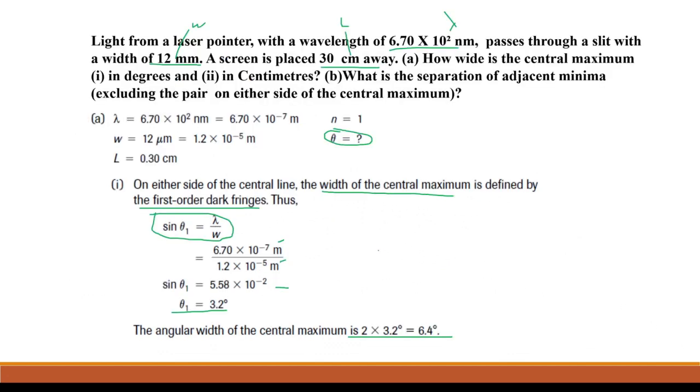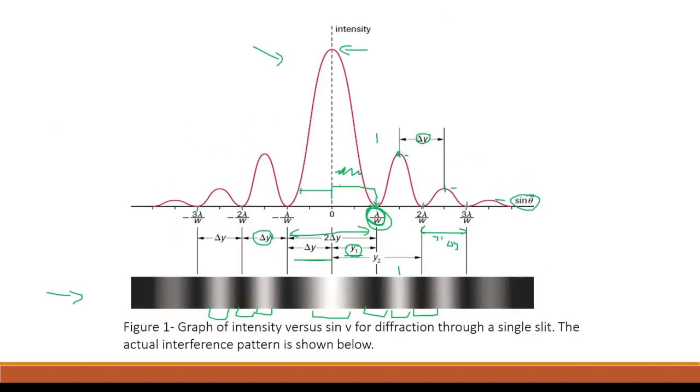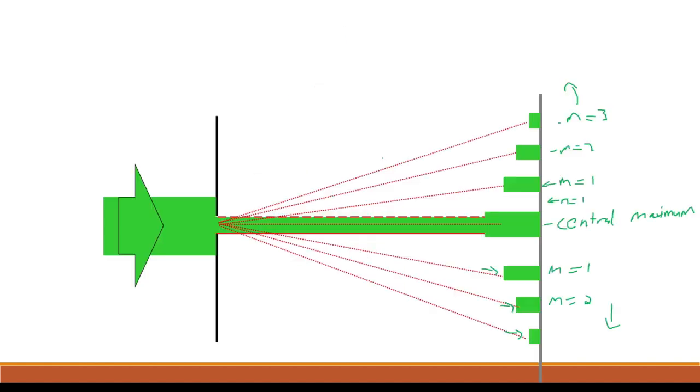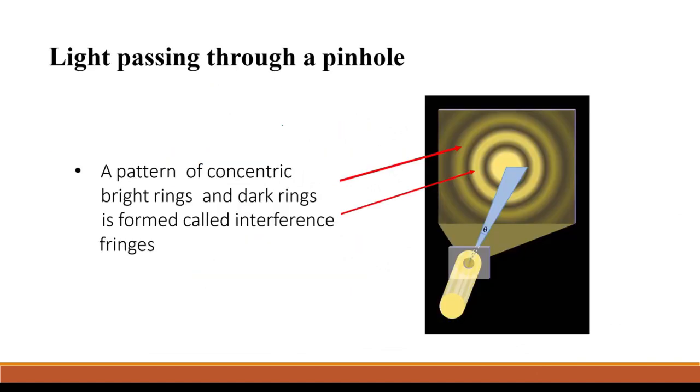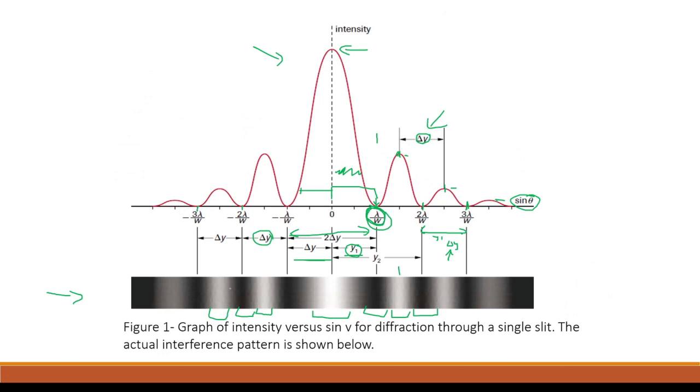And so part B, what is the separation of adjacent minima, excluding the pair on either side of the central maximum? So what is this asking? The separation distance of adjacent order minima and maxima. Well, we said that is delta y, right? It's the same distance for adjacent minima and maxima, excluding the first one. So that's why we have excluding the pair on either side of the central maximum. We're talking about the other ones, which all differ by delta y, as well as here, here, and on.